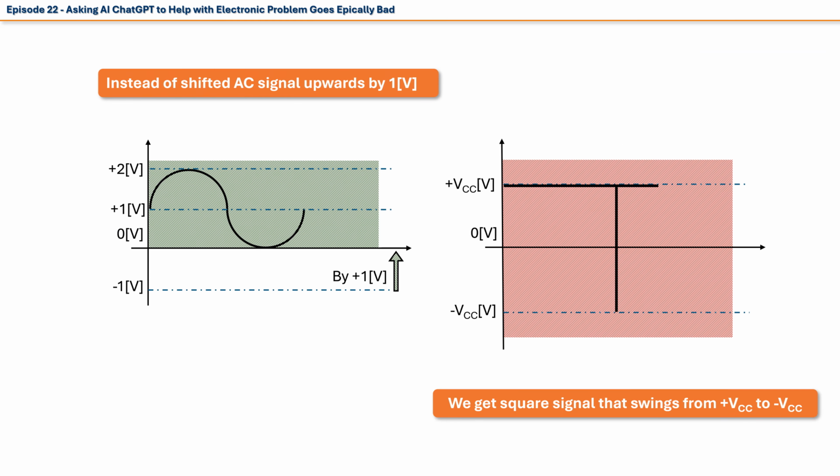Instead of a shifted AC signal at the output, we get a square signal that swings from the positive to the negative rail of the operational amplifier power supply. We asked Chat GPT to draw us a circuit for the proposed solution. Here is what it generated.